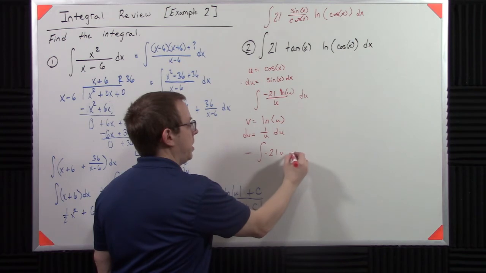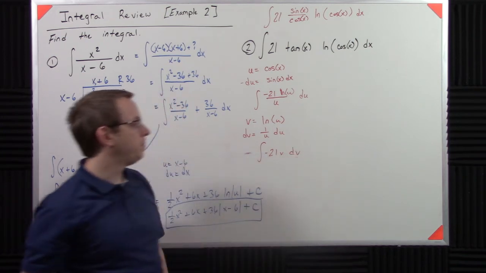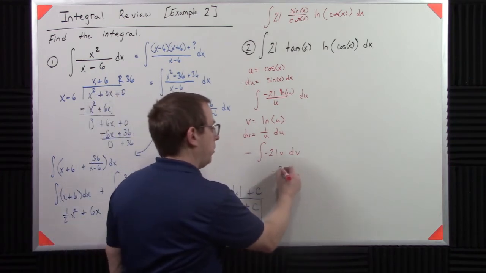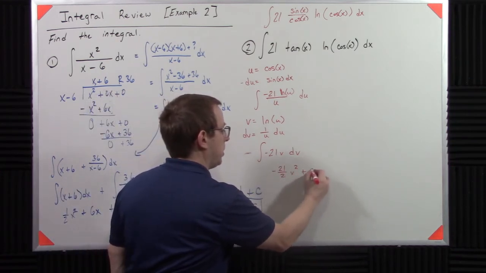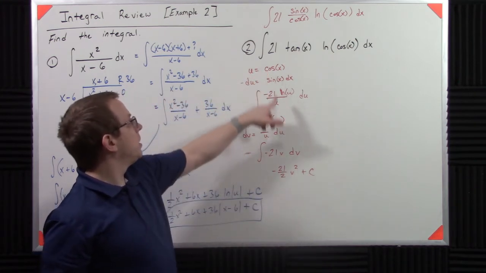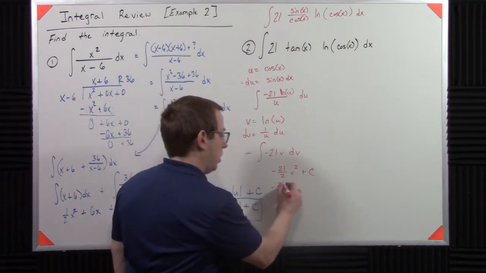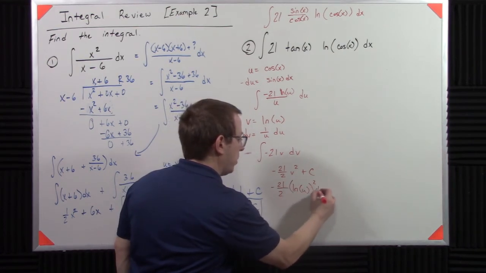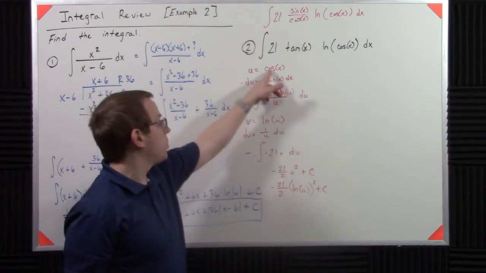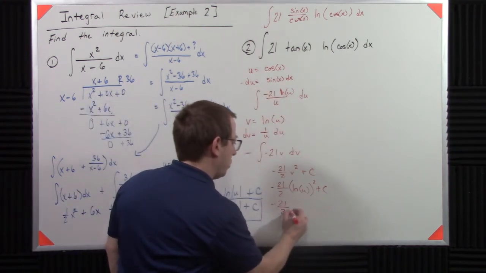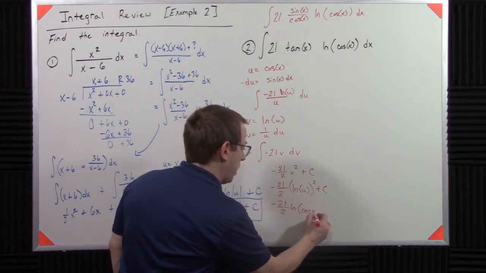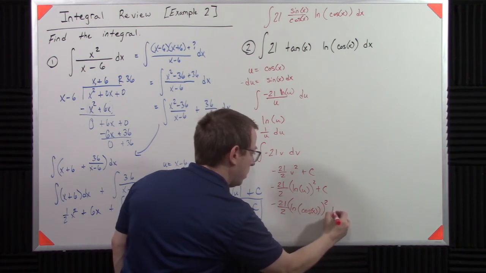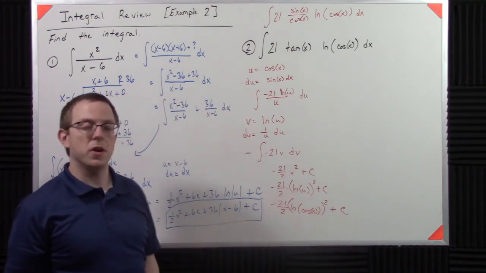So that'll take this integral and turn it into negative 21v dv. So then when I take the antiderivative of this, it's fairly straightforward. Negative 21 over 2 v squared plus c. But v is actually natural log of u, so negative 21 over 2 natural log of u squared plus c. But we didn't start in u's, we started in x's. So negative 21 over 2 natural log cosine of x squared plus c. That sure has a lot of parentheses, huh?